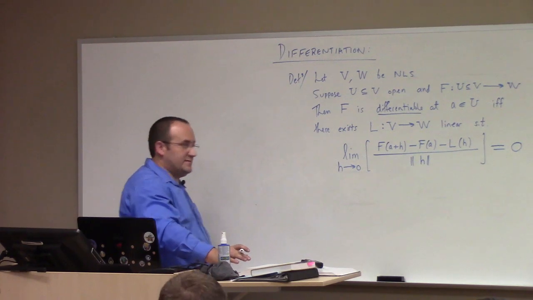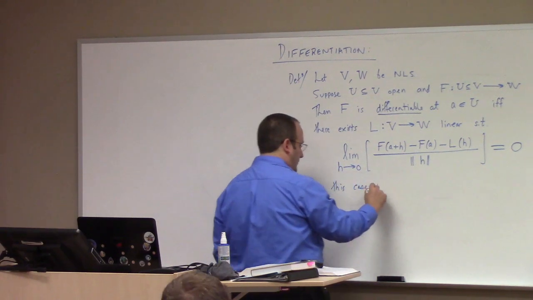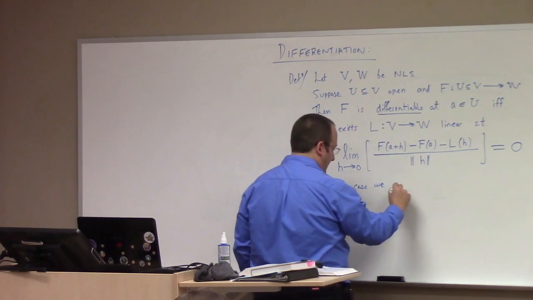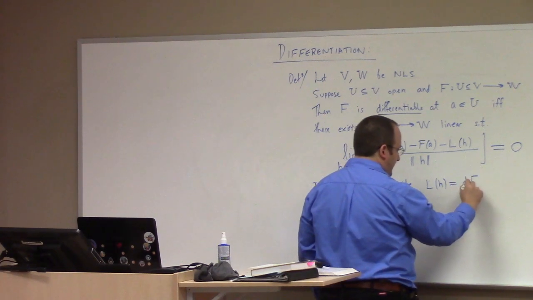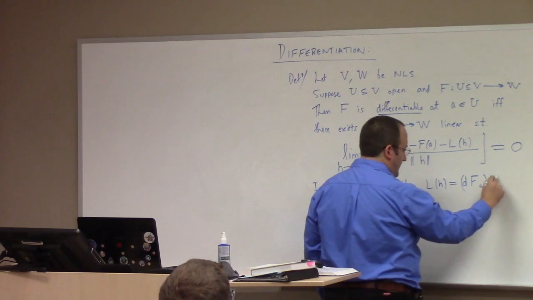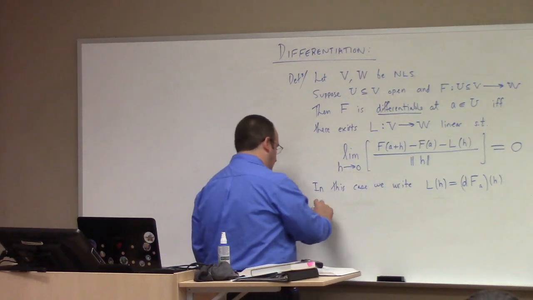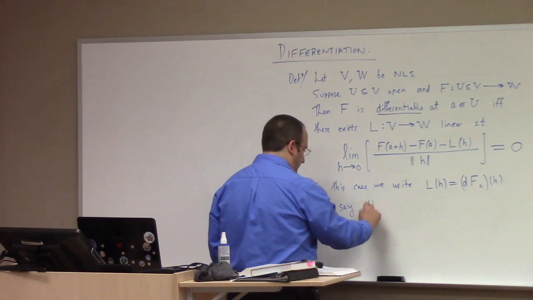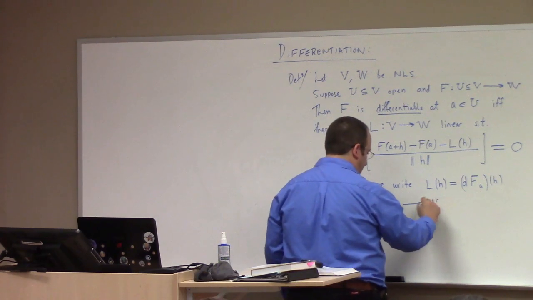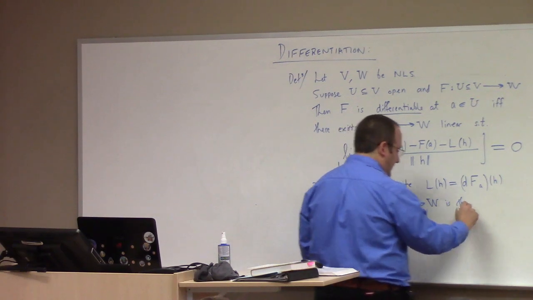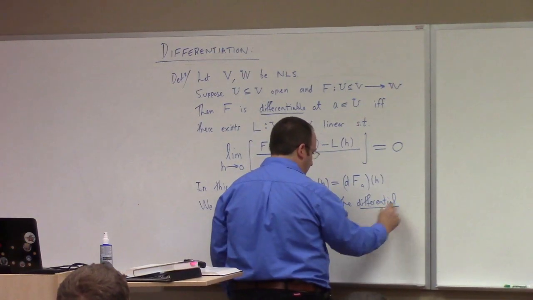So if this all happens, in this case, we write L of h is equal to d f sub a of h. So we say df sub A, which is a linear mapping from V to W, all right, is the differential of f at A.